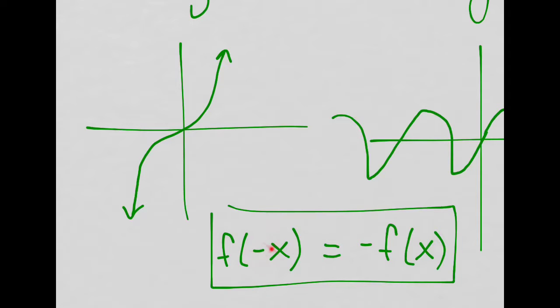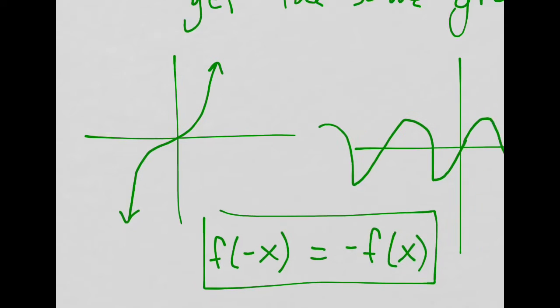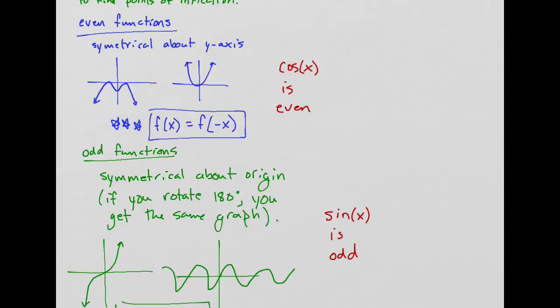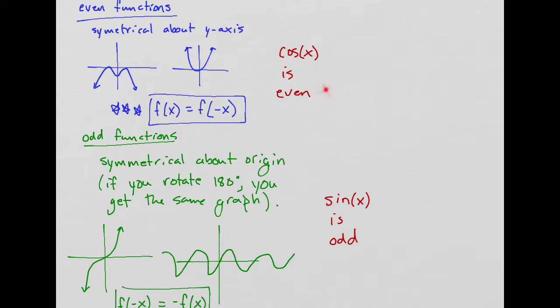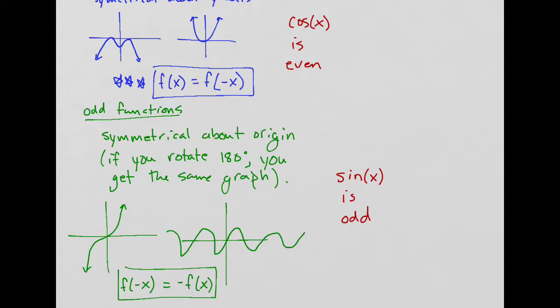If you plug in a -x, you get some y value. It's the same as the y value you get from plugging in a positive x, except there's a negative on the outside of it. And the two big ones are cosine, which is an even function, symmetric about the y-axis, and sine, which is symmetric about the origin. And there you go. That's it.